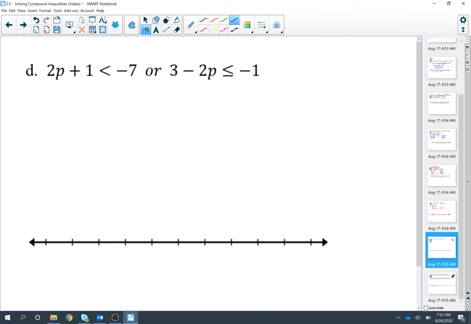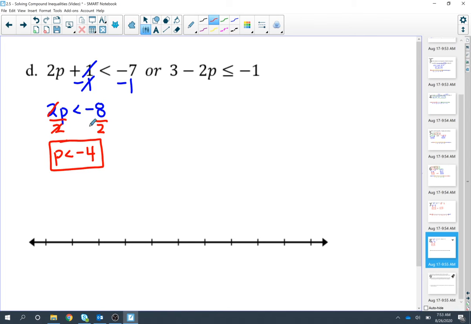Letter D. 2p plus 1 is less than negative 7, or 3 minus 2p is less than or equal to negative 1. Again, they're using the word or, so we're talking about a union. We just solve them separately. Subtract 1. 2p is less than negative 8. Divide by 2. So p is less than negative 4. Now again, I did not switch that inequality sign because I divided by a positive 2. 8 was already negative. That's not what I was dividing by.